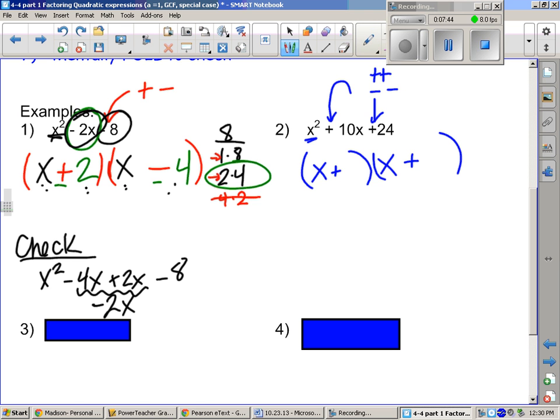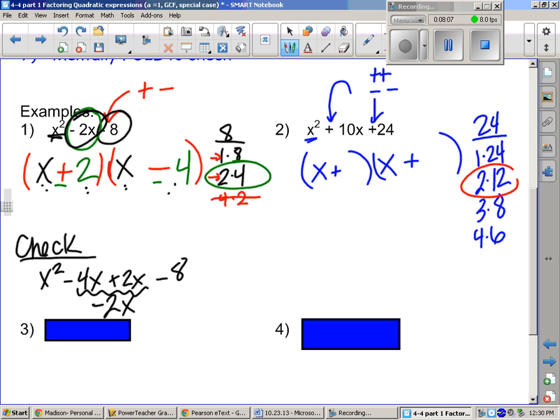I want factors of 24. Wow, there's lots. How about 1 times 24? Okay. 2 times 12. 3 times 8. 4 times 6. Wow, there's lots. There's no 5. And then I'm back to 6. So that means we're done. Yeah, I already have my 6. So I see it, I think.